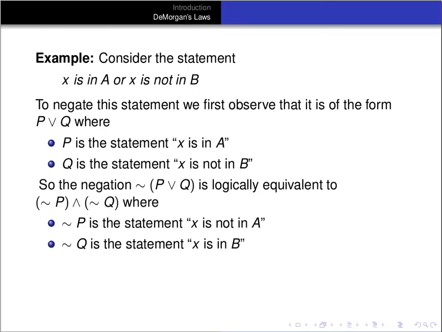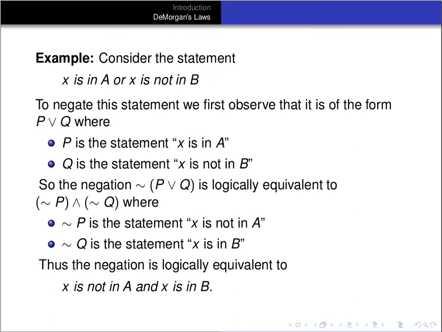So the negation of this statement is logically equivalent to not P and not Q by DeMorgan's laws. Not P is going to be the statement X is not in A, and not Q is going to be the statement X is in B. Okay, so the negation of the statement X is in A or X is not in B is logically equivalent to X is not in A and X is in B.